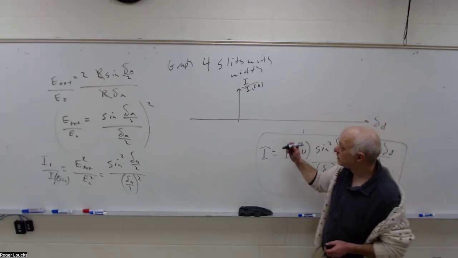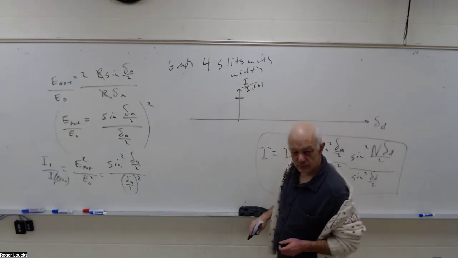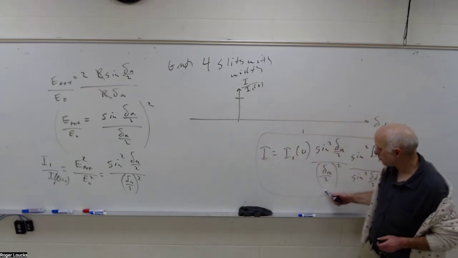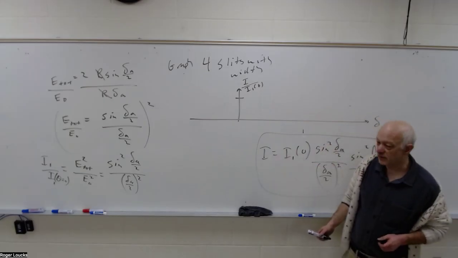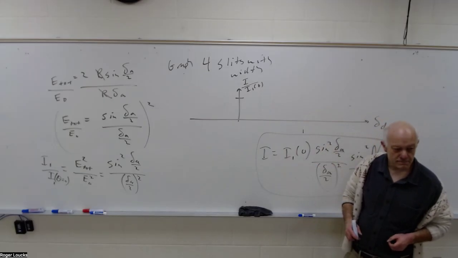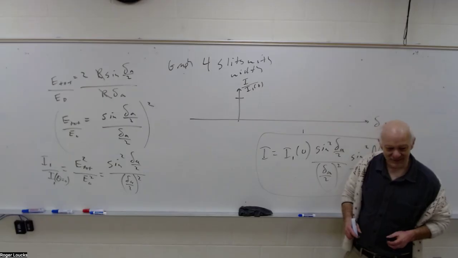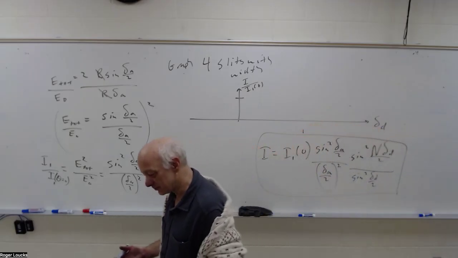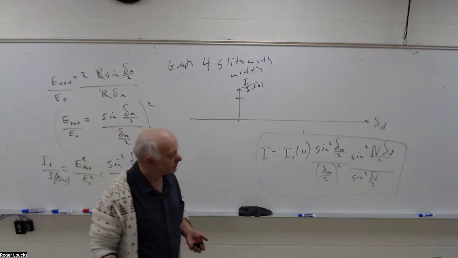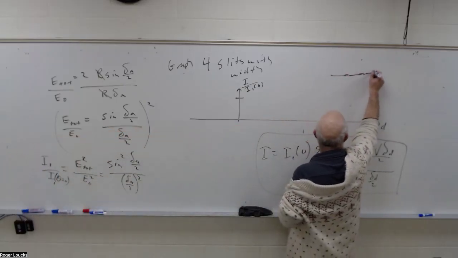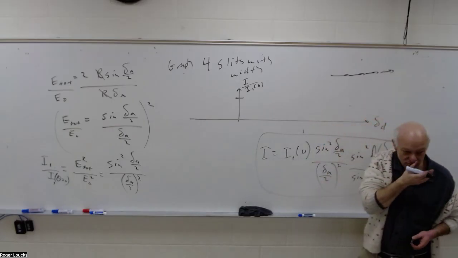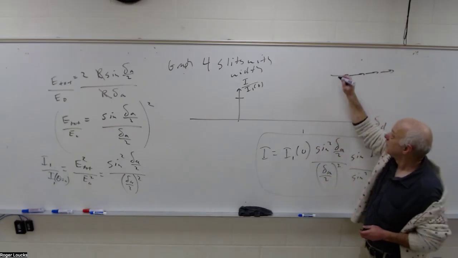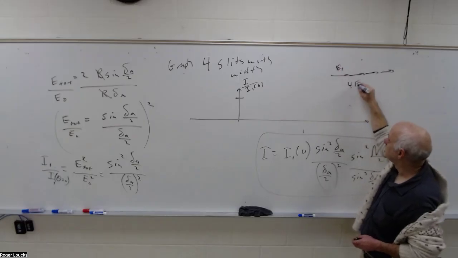I have a peak in the center, and what would that peak be? I'm not putting in the width yet. I have 4 slits, so it's 4. What does my phasor diagram look like at delta D equals 0 for 4 slits? They're all the same, so if this is E1, they all point in the same direction.